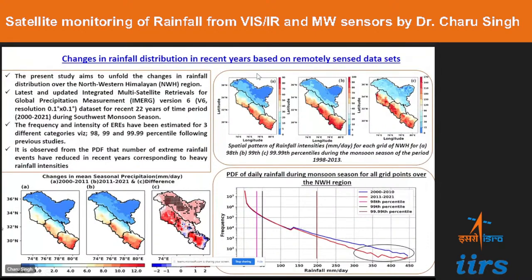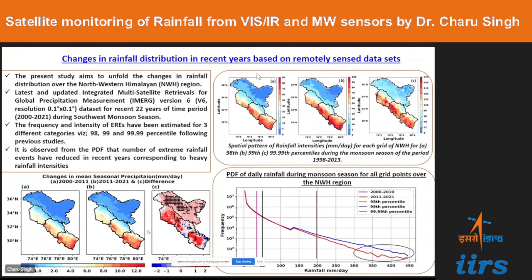Further to this, we can also utilize the satellite data sets to find out what is happening over the recent years, particularly for the distribution of the extreme rainfall events. So in this case, the rainfall distribution has been shown for the northwestern Himalayan region, which is vulnerable for the heavy rainfall events. So here the rainfall data set from the GPM is available for the past 20 years. This is particularly the IMERG data set, which is a combination of TRMM and GPM. This data set is available at 10 km by 10 km resolution.